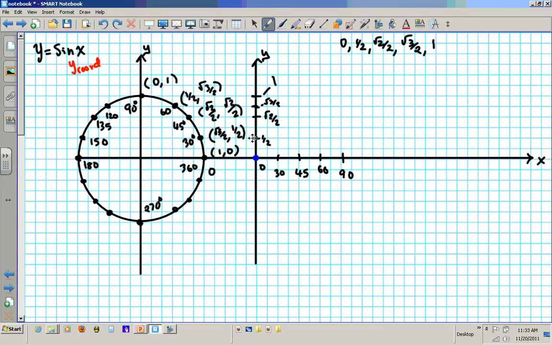30 degrees, the y coordinate goes up to 1 half. 45 degrees, the y coordinate goes up to root 2 over 2. 60 degrees, the y coordinate goes up to root 3 over 2. 90 degrees, the y coordinate goes up to 1. So we have the first quadrant.